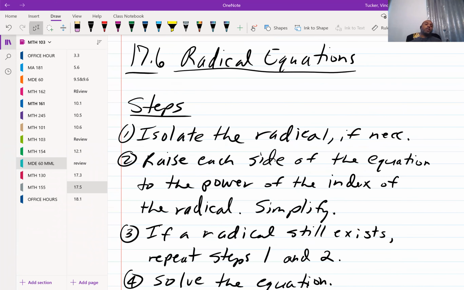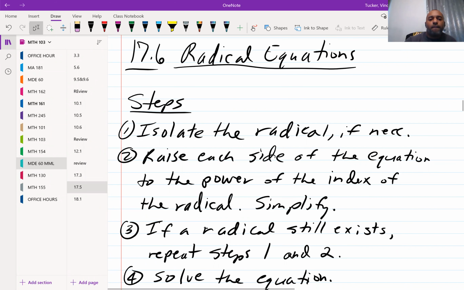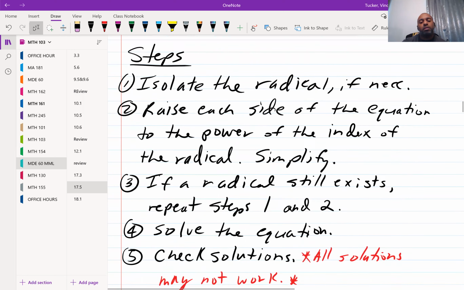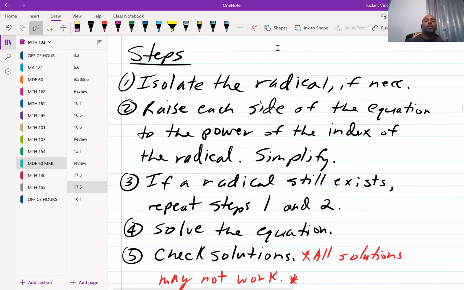All right, so 17.6 on radical equations, solving radical equations. So here are our steps. We want to isolate the radical if necessary. Step 2, we're going to raise each side of the equation to the power of the index of the radical. Simplify. Step 3, if a radical still exists, we repeat steps 1 and 2. Step 4, solve. Step 5, check. I'll give you a chance to write that down.